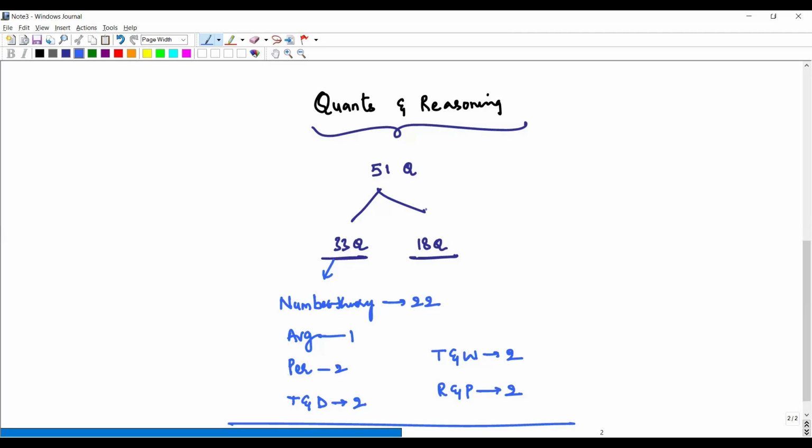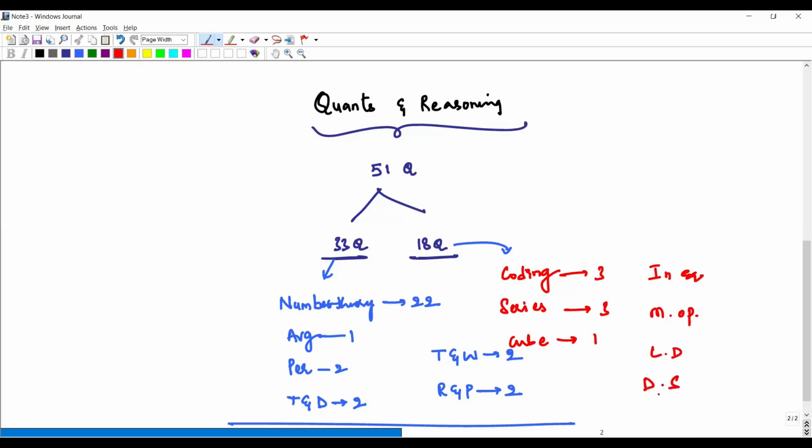And questions in reasoning. There are questions from coding and series. We got around 3 questions from coding and 3 questions from series. There was one question from cube, one question from inequality, and one question from mathematical operation. And there are a few questions from logical deduction and data sufficiency.